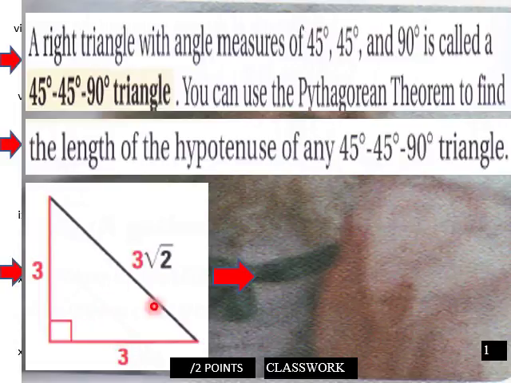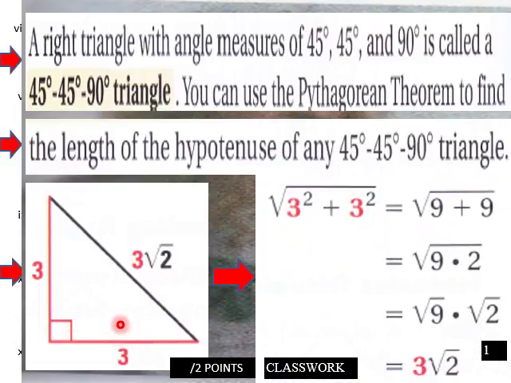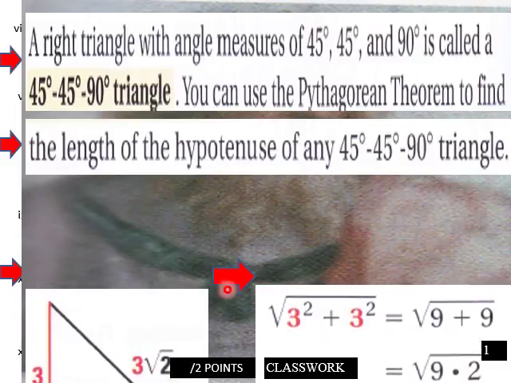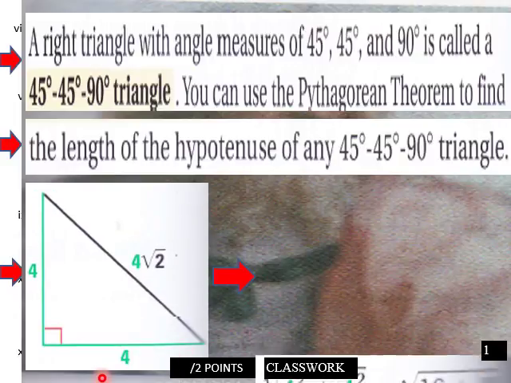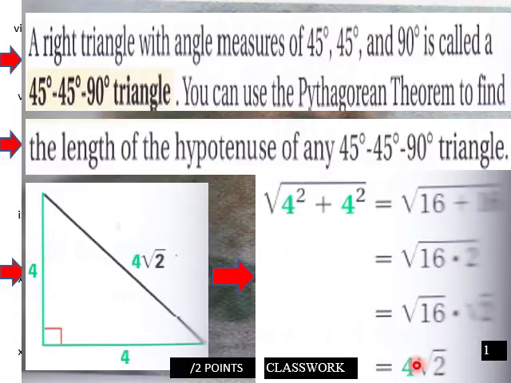And then for this situation here, we have different lengths of sides. What do we get here? 3 times square root of 2. So side times the square root of 2 would be your hypotenuse, yes? Same thing here, 4 times square root of 2. Side times square root of 2 would be your hypotenuse.